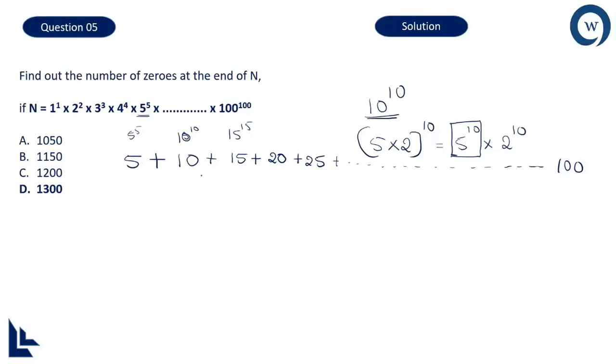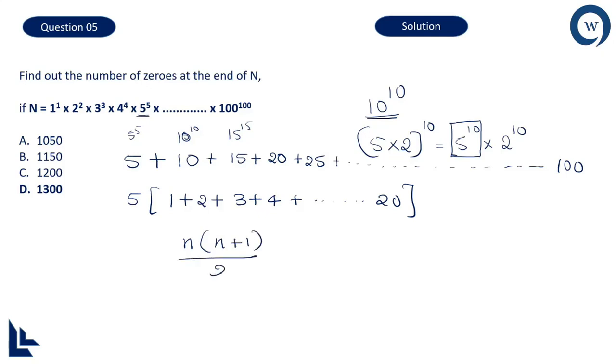So now how many 5s are there? You have to add all of this, right? And that has a shortcut. 5 can be taken common outside, then you get 5 into 1 plus 2 plus 3 plus 4 plus all the way till 20. Now you know there is a formula to find out the sum of first n consecutive natural numbers. What is that formula? The sum of the first n consecutive natural numbers can be calculated by the formula n into n plus 1 divided by 2.